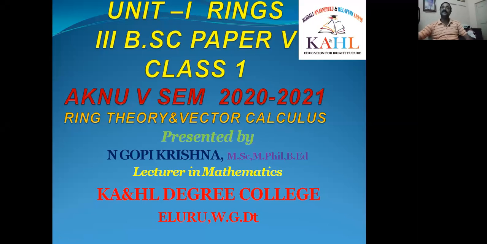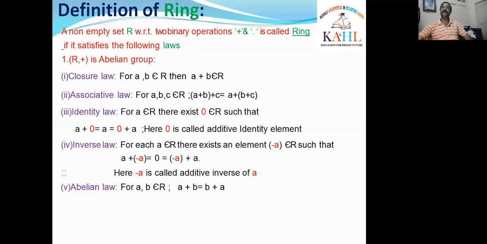Yesterday, we discussed the definition of ring and abelian ring and also one theorem. We have learned one theorem. Now, we are going to the second theorem. What is learned in the previous class is the definition of ring. What is the definition of ring?